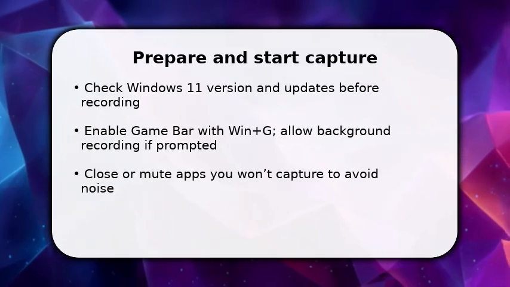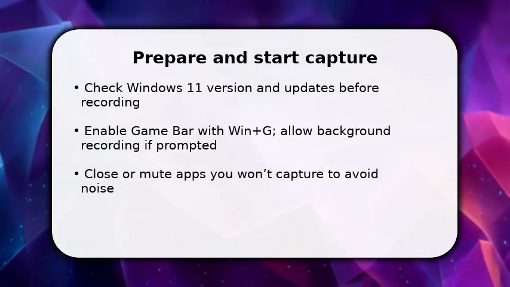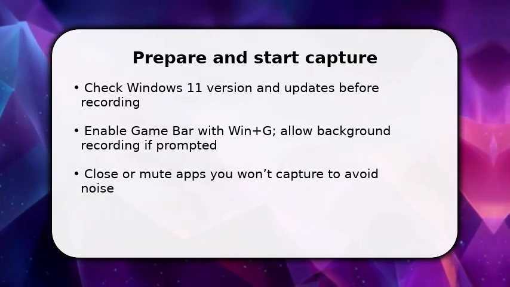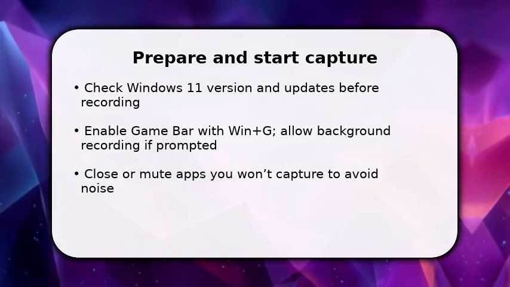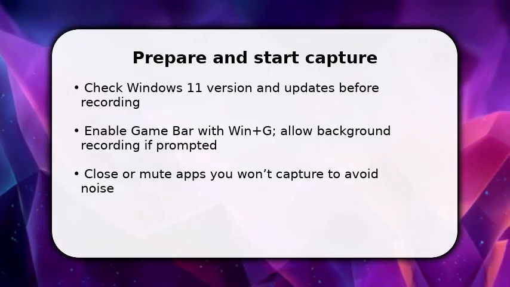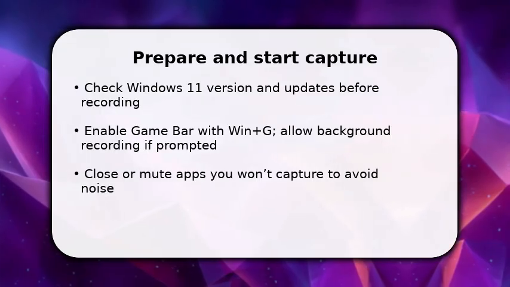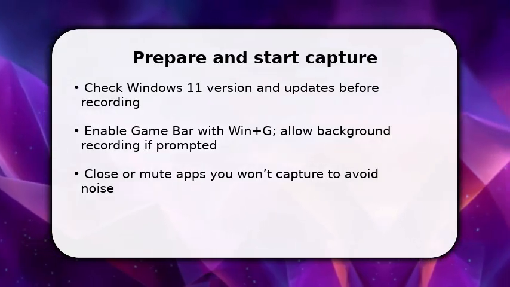Enjoy the video. You'll begin by confirming prerequisites. Make sure Windows 11 is updated and Game Bar is enabled. Press Win+G to open the Xbox Game Bar. This is the fastest built-in recorder. Once done, choose the Capture widget and click the camera or record button to start a screenshot or short clip.